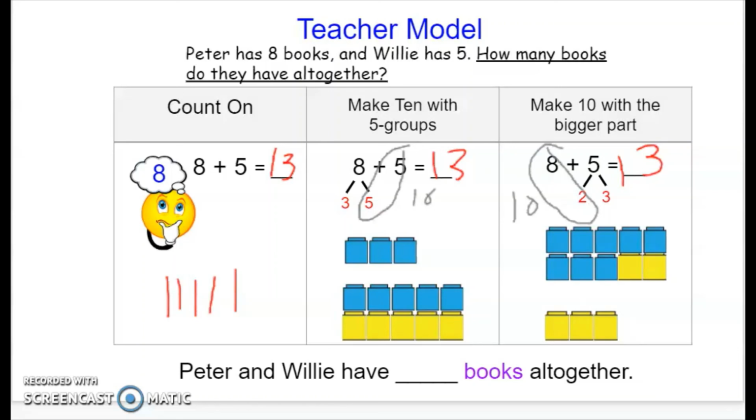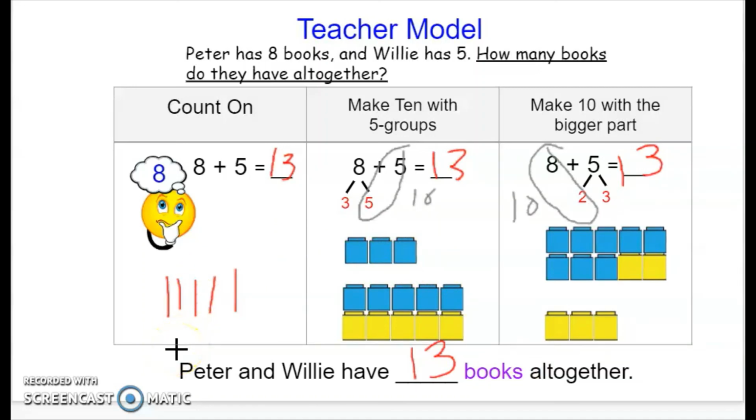So if our question reads, how many books do they have altogether? We are going to finish it with a complete sentence. Peter and Willie have 13 books all together. And we triple checked that, so great job on us. 13 is our solution. It's also our total or our whole. Books is our unit because it's the thing that we're counting.